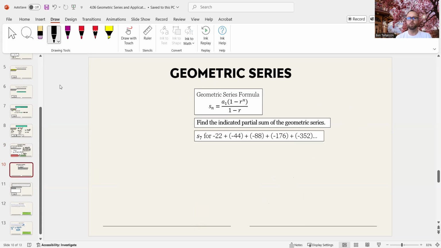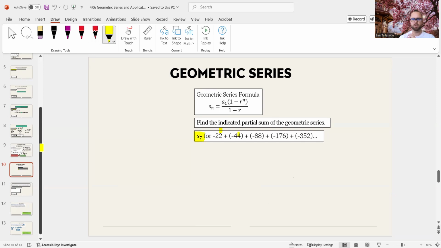Okay, more practice. The geometric series formula, we're getting familiar with it. Hopefully you're starting to get a little comfortable with it. We're asked to find the indicated partial sum of the geometric series. Where are they indicating that? Right here. S sub 7 means find the sum of the first 7 terms.